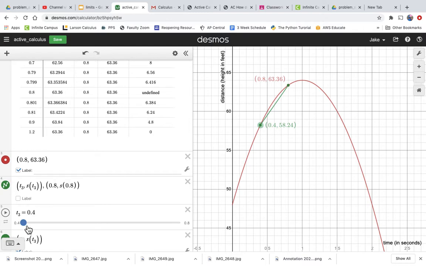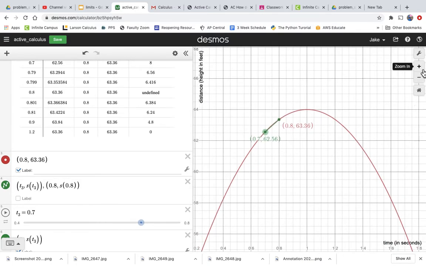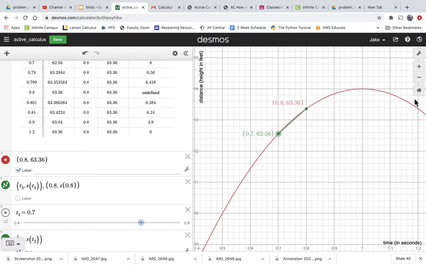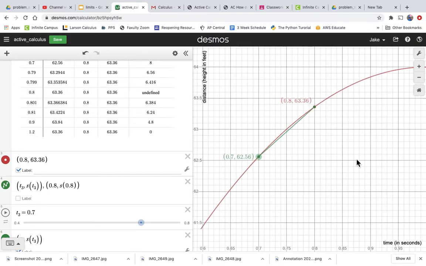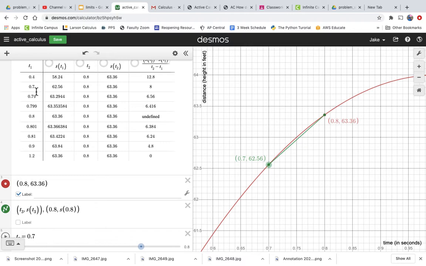So let's take our T1 and make it closer to 0.8 seconds. Let's make it 0.7 seconds. I think we'd have to zoom in to get a better look at this secant line. This is definitely a better approximation of the velocity exactly at 0.8 seconds. And we can see in the table, if time 1 is 0.7 seconds, then the average velocity between 0.7 seconds and 0.8 seconds is 8 feet per second. But we can do better than that.